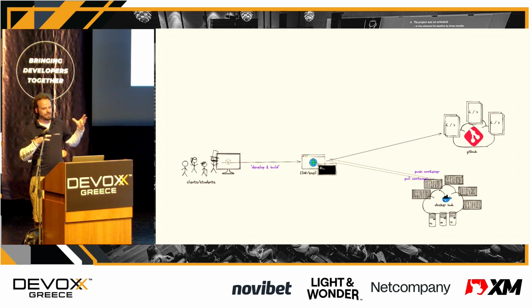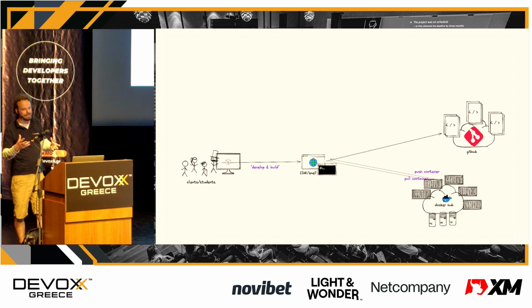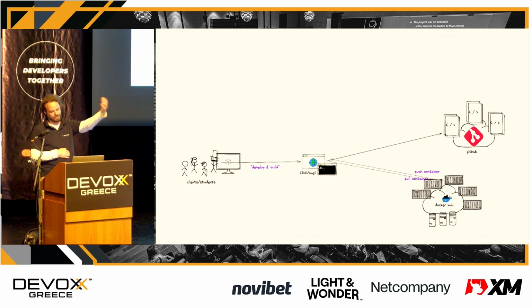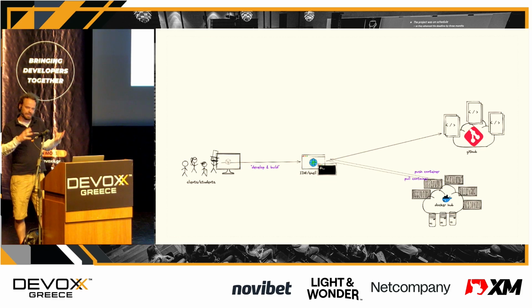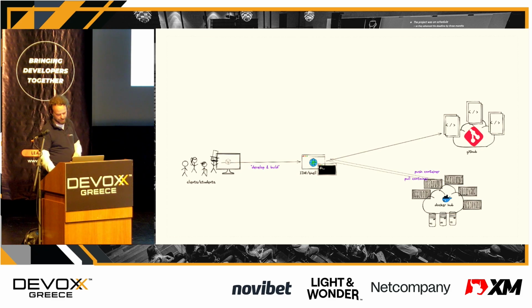So here are the dependencies that we have. And it's not only at university, of course. We have clients or students, they need an IDE to build their stuff. They need to connect to GitHub, they need to connect to Docker Hub, and they need all the things in their IDE to be productive.